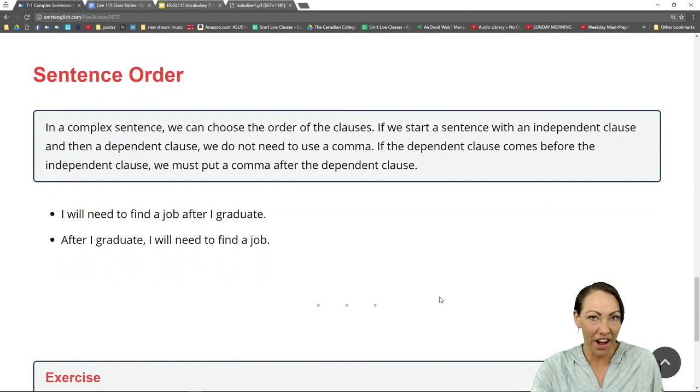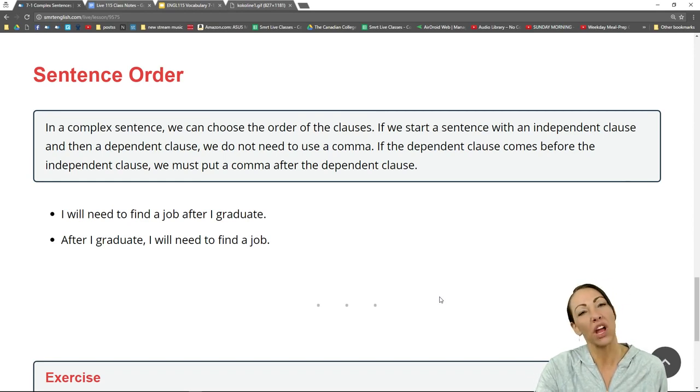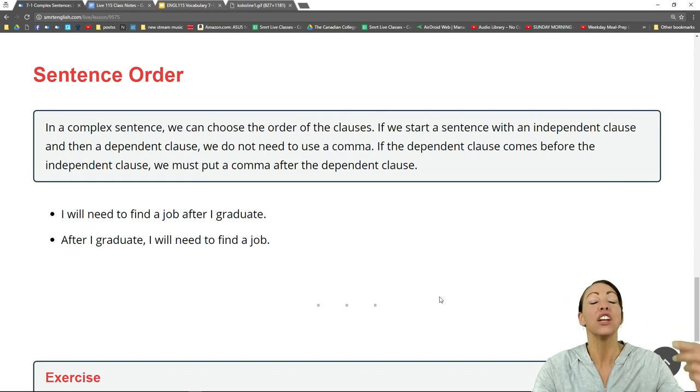Okay, so moving right along. Again, I know there's a lot of information with this. So once more, that's why it's so nice that you can go back and rewatch these videos as many times as you would like. So, sentence order: how we put it together, or the structure of it.